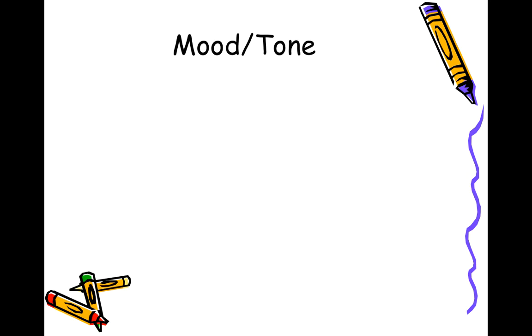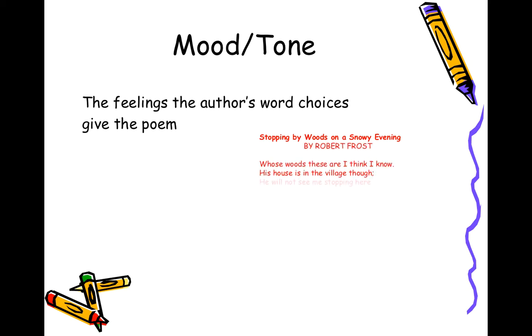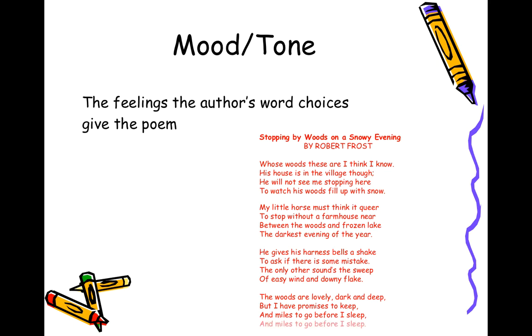Now we're going to discuss mood or tone of our poem. The feelings the author's word choices give the poem are called the mood. Again, we're going to take a look at Robert Frost's poem, Stopping by the Woods on a Snowy Evening. This time I want you to pay attention to the mood or tone that the author creates with the words that they have placed in the poem and the setting they've created.